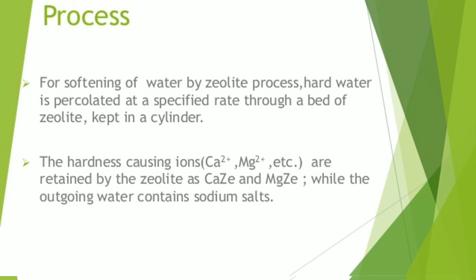The hardness-causing ions present in water are calcium ions and magnesium ions, which are retained by the zeolite as CaZe and MgZe respectively, while the outgoing water contains sodium salts. In this process, the water becomes free from calcium and magnesium ions, which are the main hardness-producing cations present in raw water.